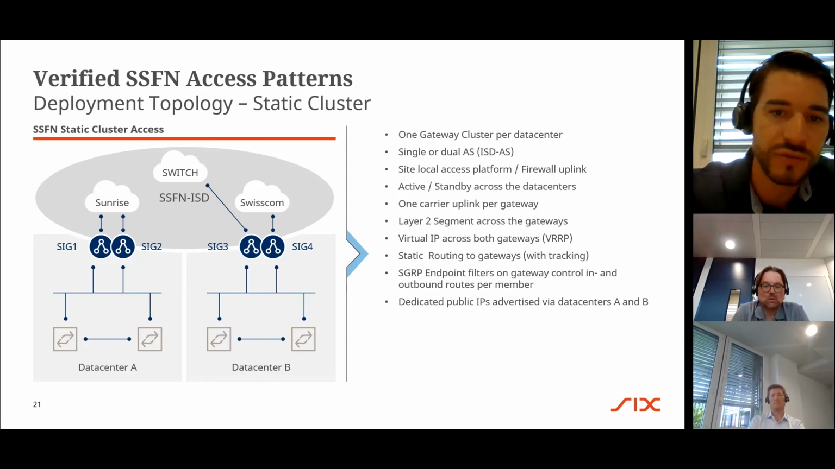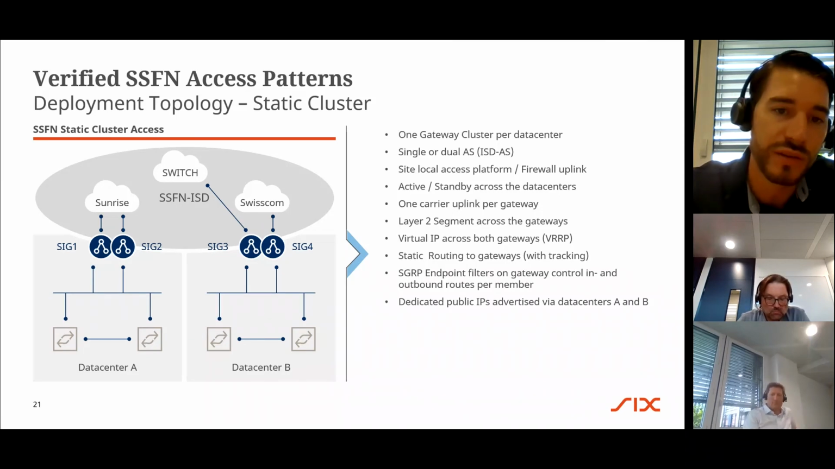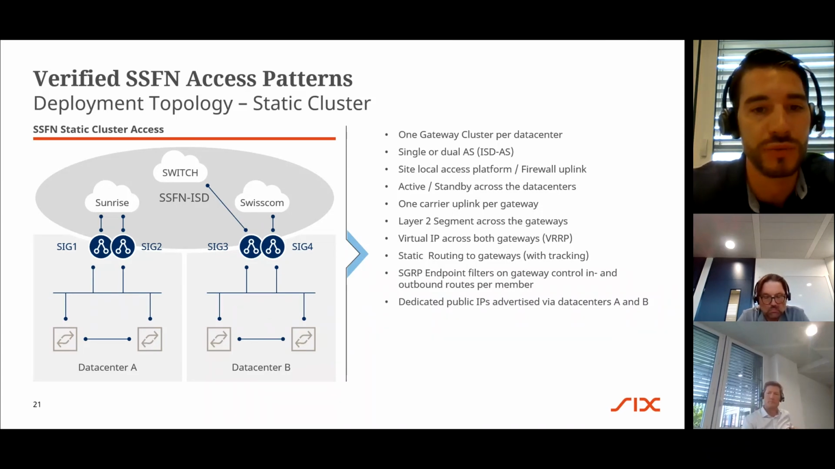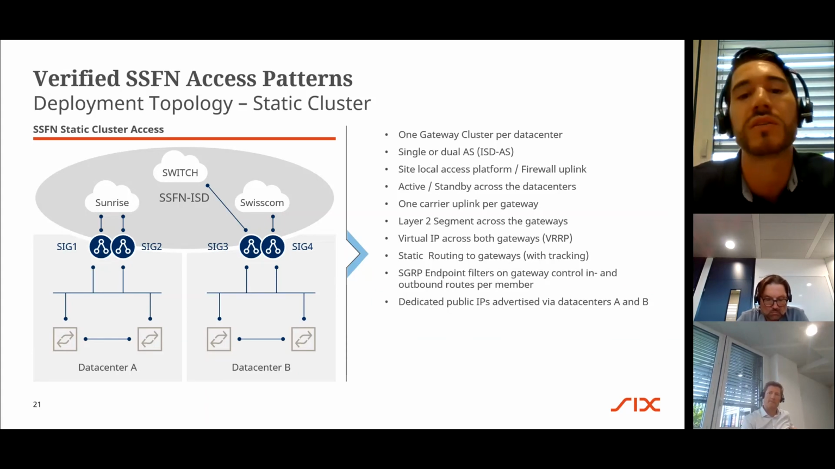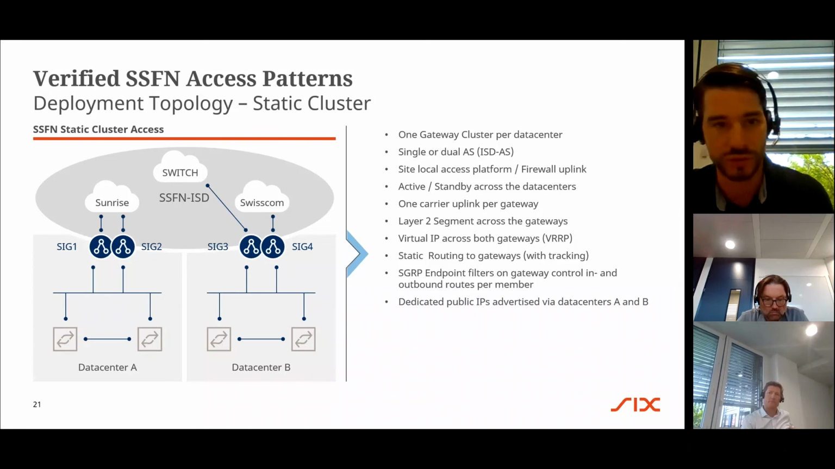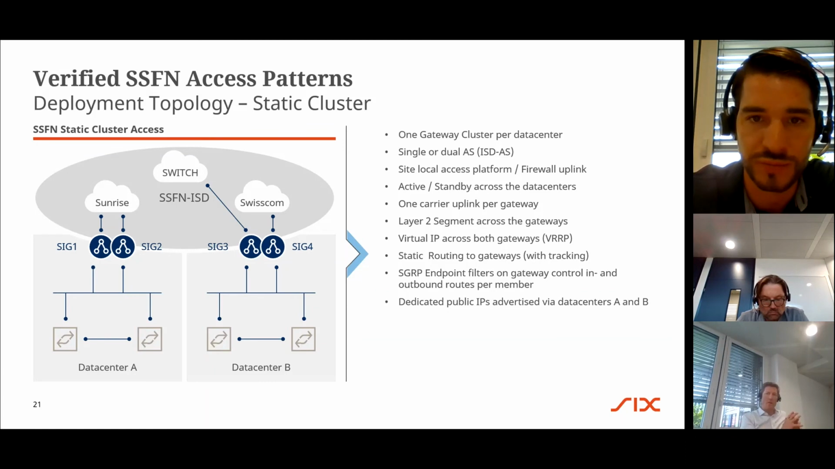Other than that, for the filters on the gateway, the same applies. So you can still filter on what networks you really want to learn on your gateway, and you can still filter on what networks you want to advertise to different customers or connections that you operate.